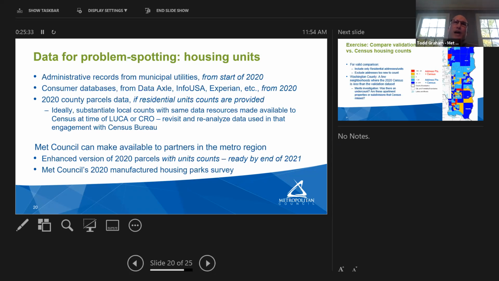Again, Met Council can make available to our local governments in the metro area a database that I'm still working on that will have housing unit counts attached to 2020 parcels data. We're going to be calling this an enhanced version. Now, Met Council and Metro GIS have been publishing parcels data for 18 years now, but you may know if you've used that database, the counties don't always fully populate the dwelling units field in that database. So we're doing a little work on our end to come up with a version of 2020 parcels that can be used for this count question exercise.